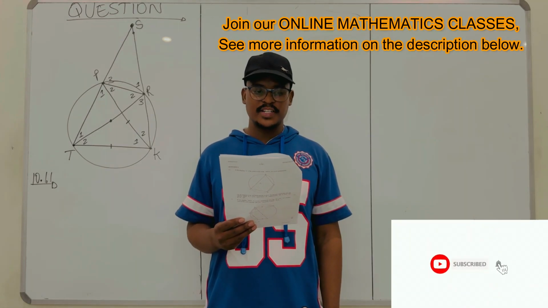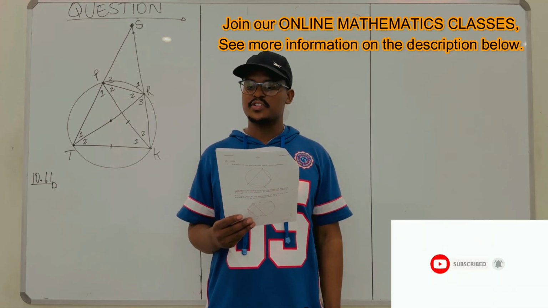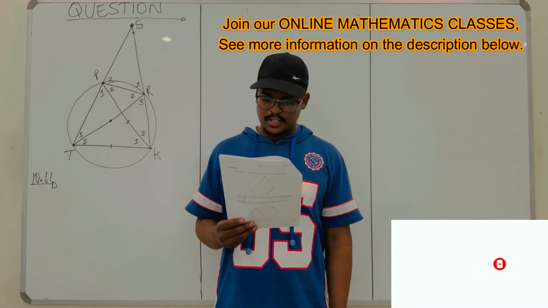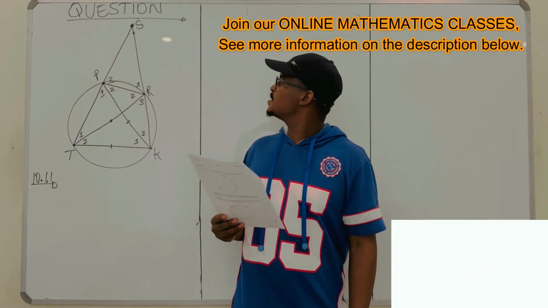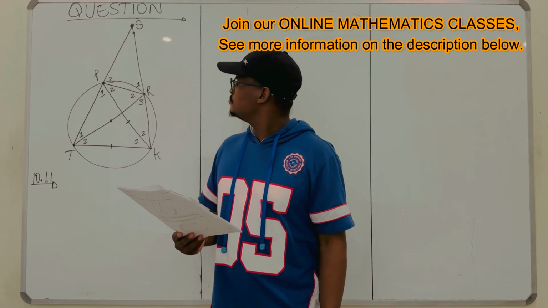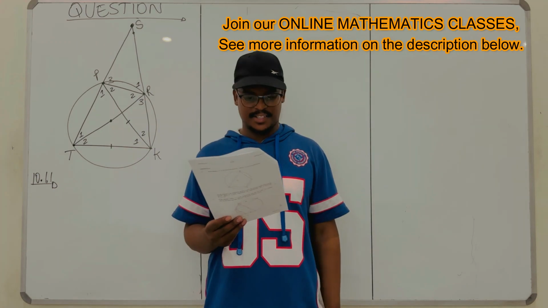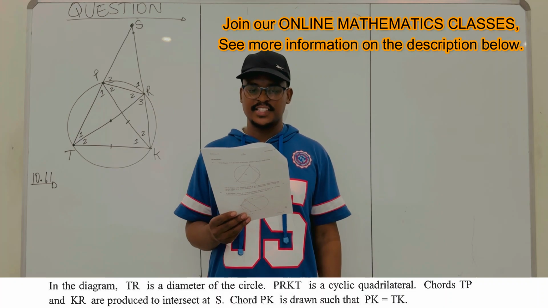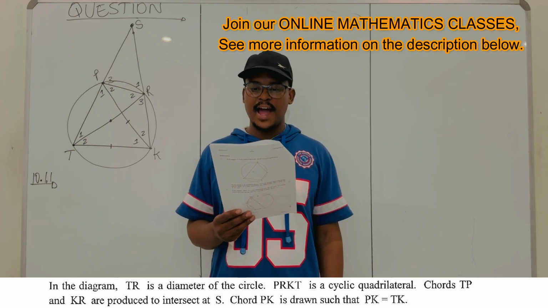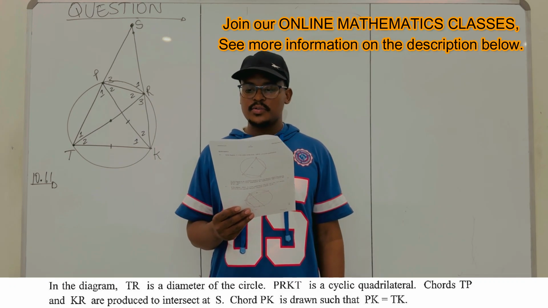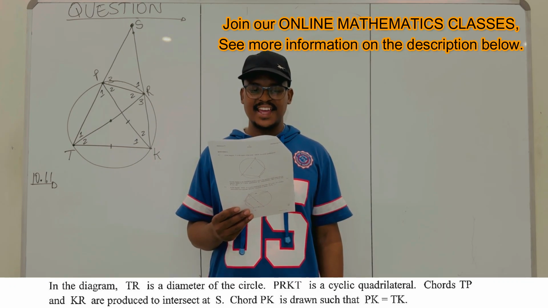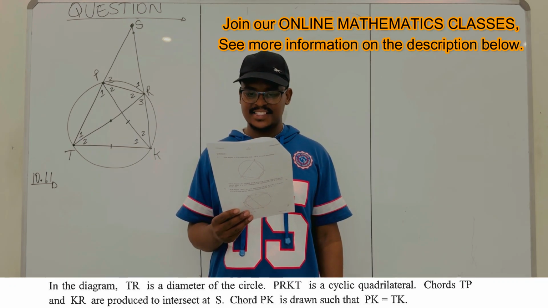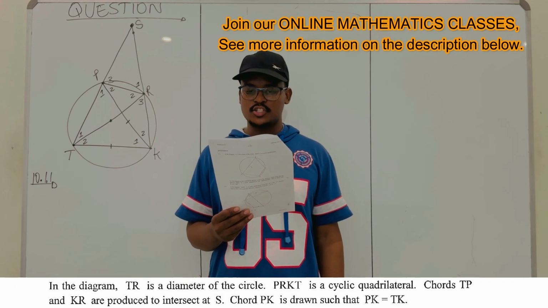So in this video we're doing question 10 of May/June 2023, question paper Mathematics Paper 2. And the topic is still Euclidean geometry. They are saying in the diagram, TR is the diameter of the circle. PRKT is a cyclic quadrilateral. They went on to say that chords TP and KR are produced to intersect at S. Chord PK is drawn such that PK is equal to TK.